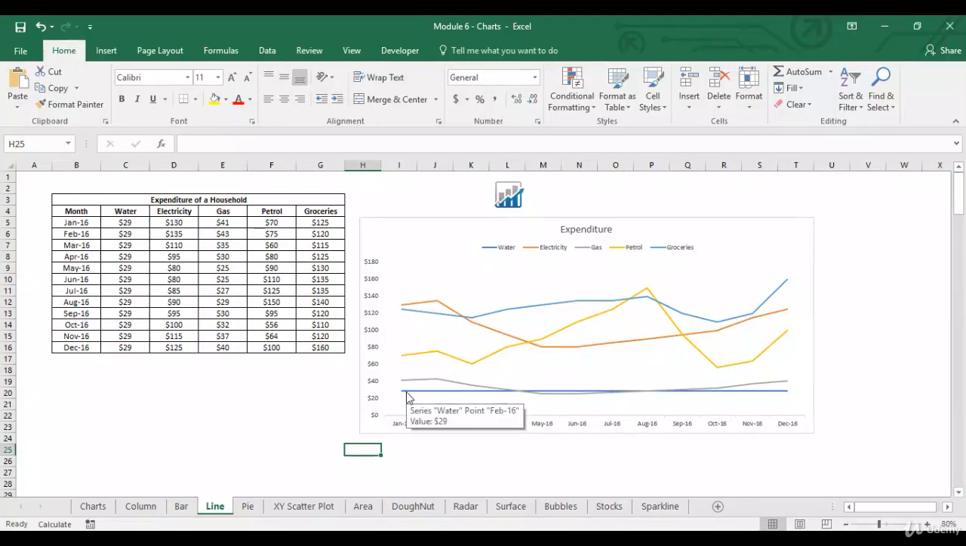The first one we'll discuss is the water bill. So the water bill remains consistent throughout the year. As you can see from the data also, it's $29 throughout the year. So we've got a straight line.